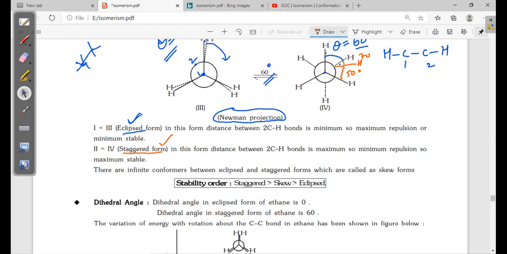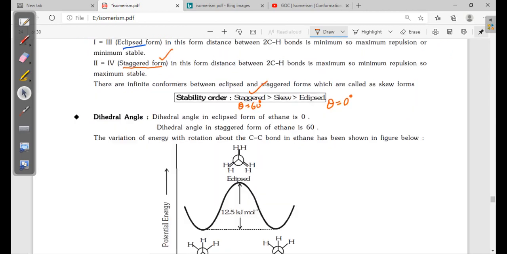Now, what about stability? Staggered is always the maximum stable, that is theta equal to 60 degrees. Skew means many different angles, and eclipsed is theta equal to 0 degrees, exactly backside. So why is eclipsed less stable than staggered? Here we know the dihedral angle, and two types of repulsions are there.